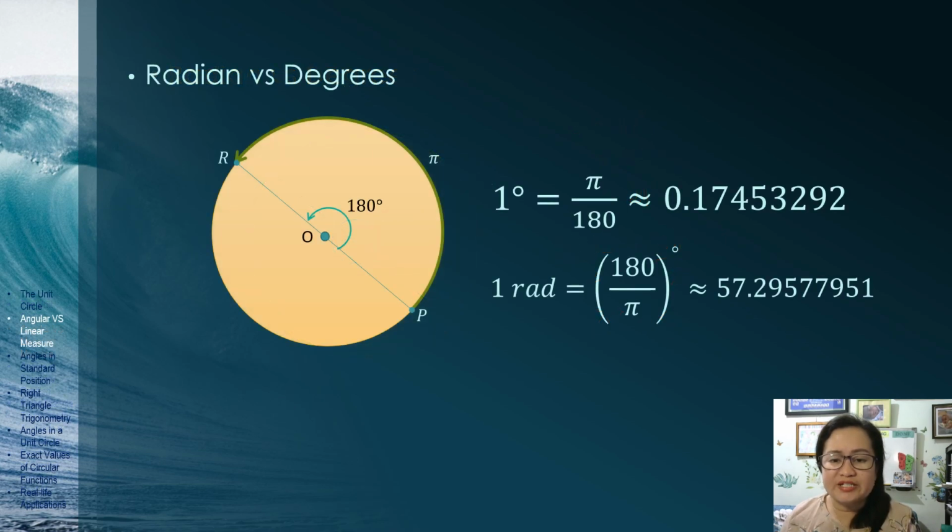1 degree is equal to pi over 180, which is approximately equal to 0.17453292 and so on, while 1 radian is equal to 180 over pi degrees, or approximately equal to 57.2957791 and so on. So in other words, 1 radian is approximately equal to 57.3.